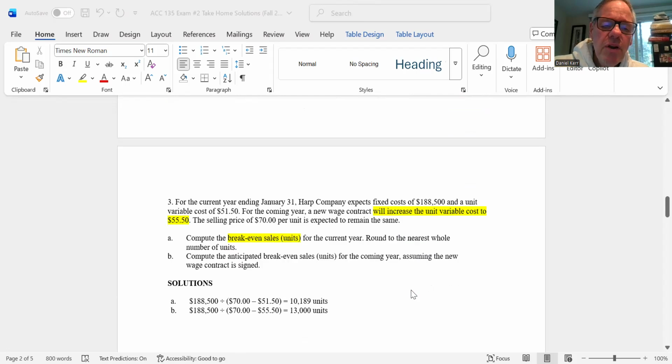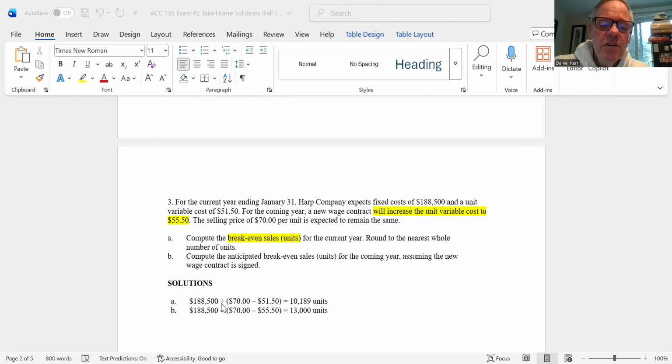Next one is pretty straightforward. This is a simple break-even. Break-even is fixed costs divided by the contribution per unit. Contribution per unit is the sales price minus the variable costs. So we have fixed cost for the first one. Compute the break-even for the current year, rounded to the nearest whole number of units.